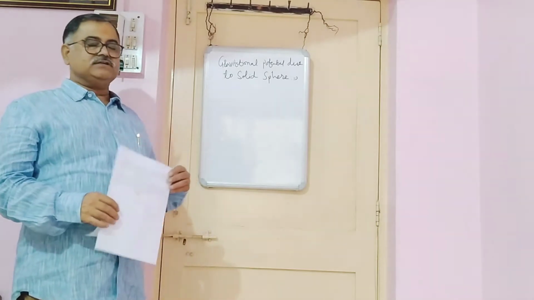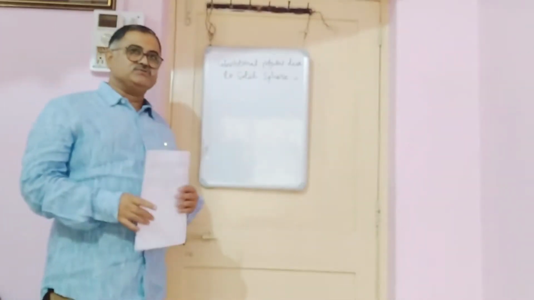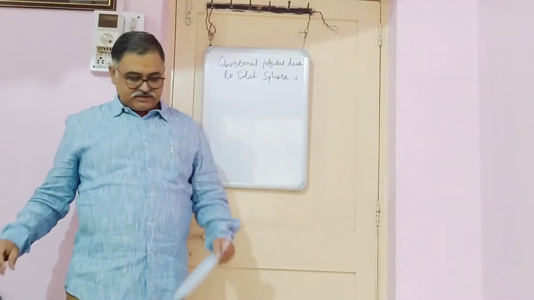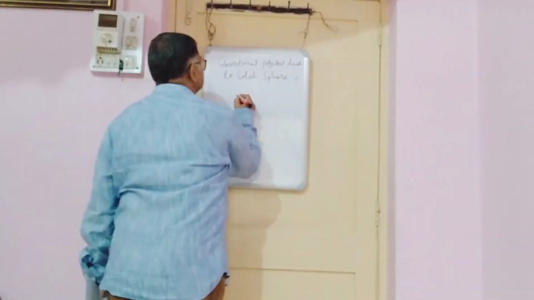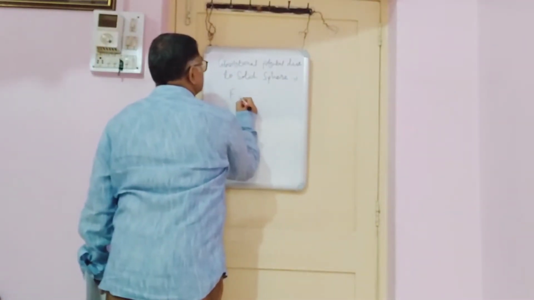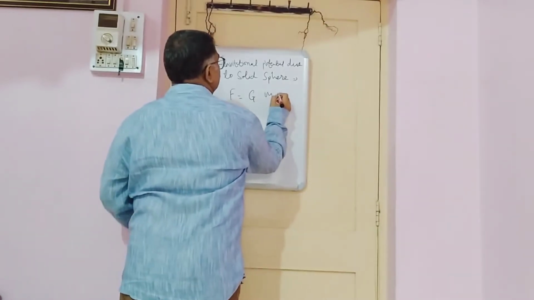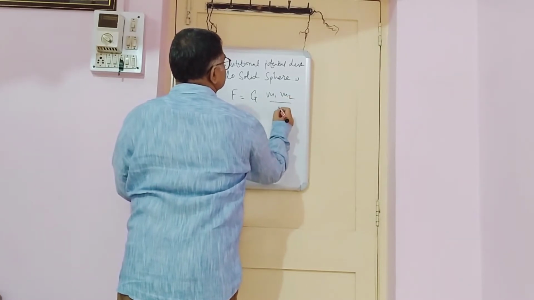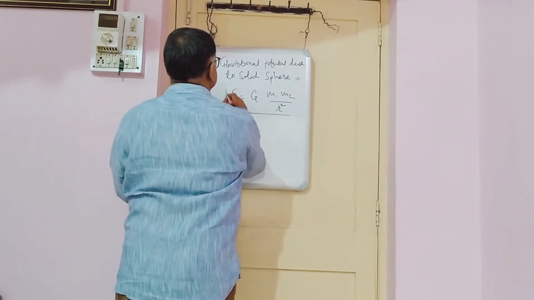In the last lecture we have seen Newton's law of gravitation also. That Newton's law of gravitation is nothing but F equals G into M1 into M2 by R square. This was Newton's law of gravitation.